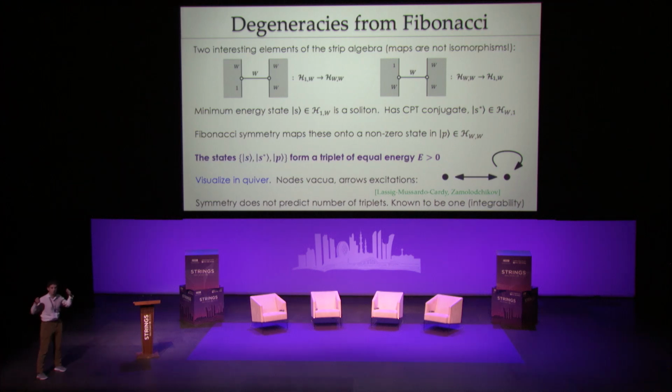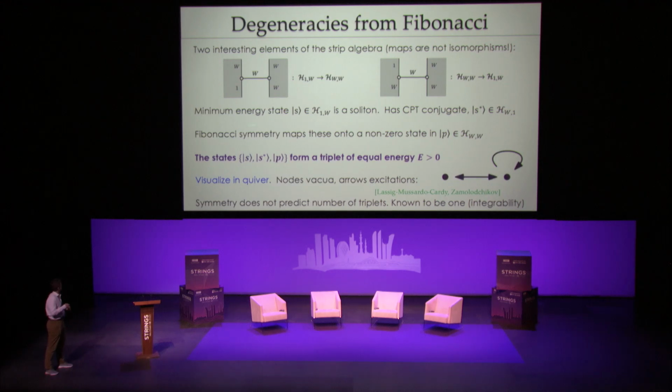So what are we supposed to do? We're supposed to look at this strip algebra and understand its representations. There are 2 interesting elements of the strip algebra. I've written them here. So there's one which takes you from a soliton sector to a particle sector. And there's one which goes the other way, from a particle sector to a soliton sector. These maps are not isomorphisms. They're interesting maps, but they're not isomorphisms.